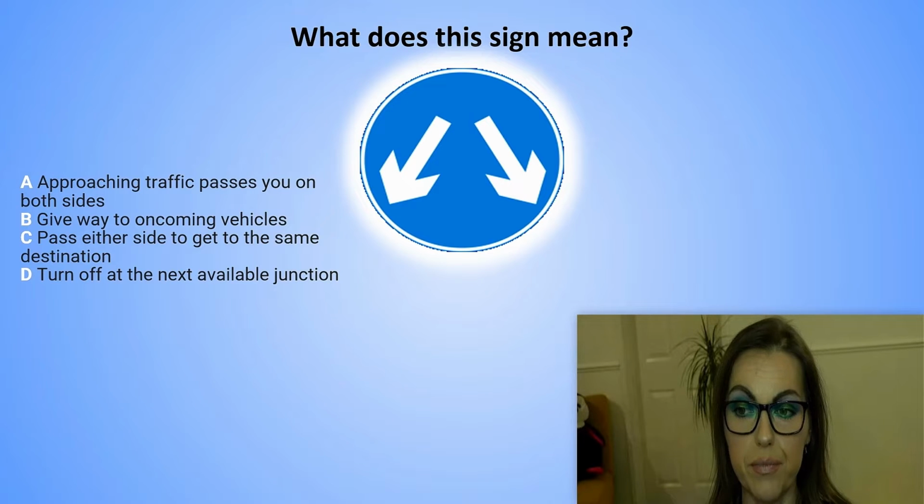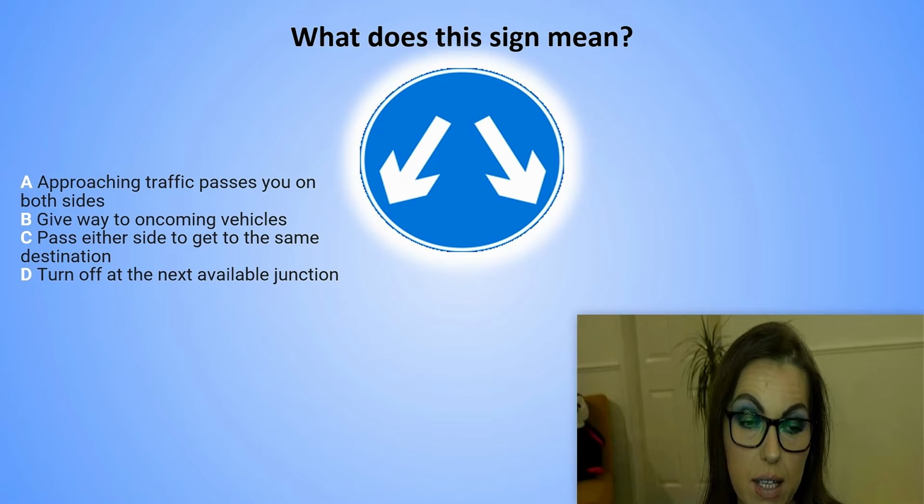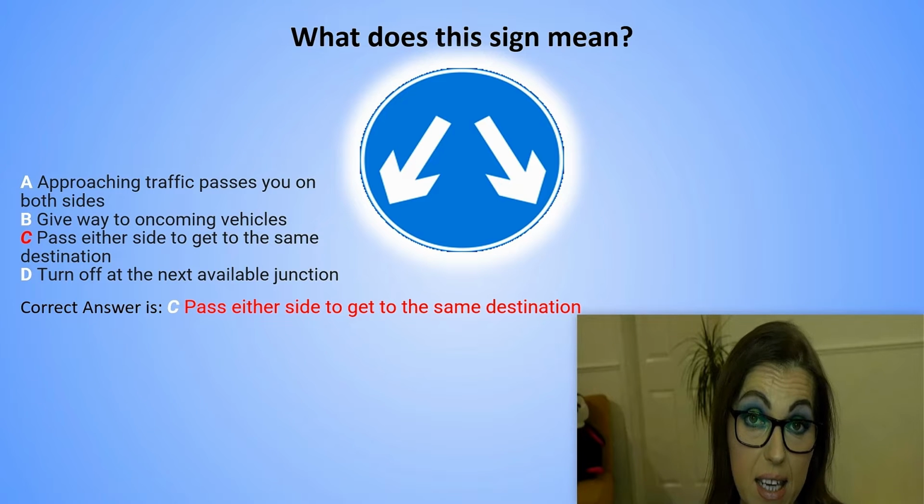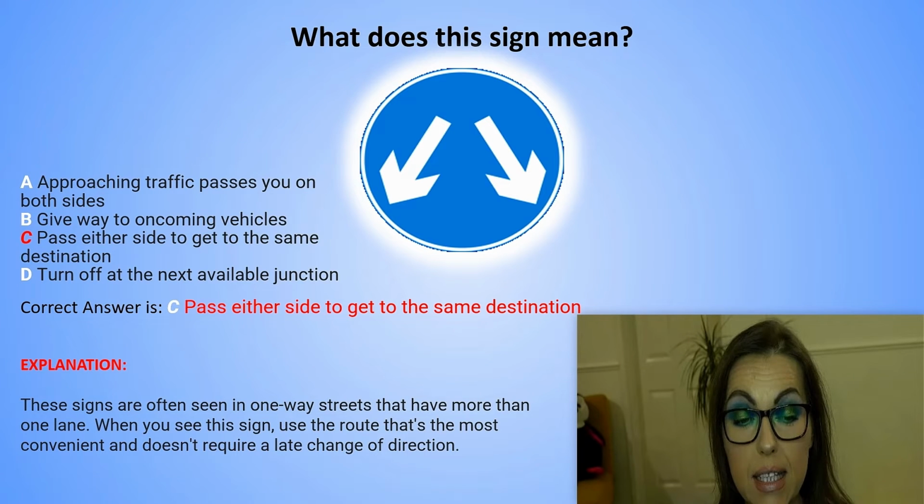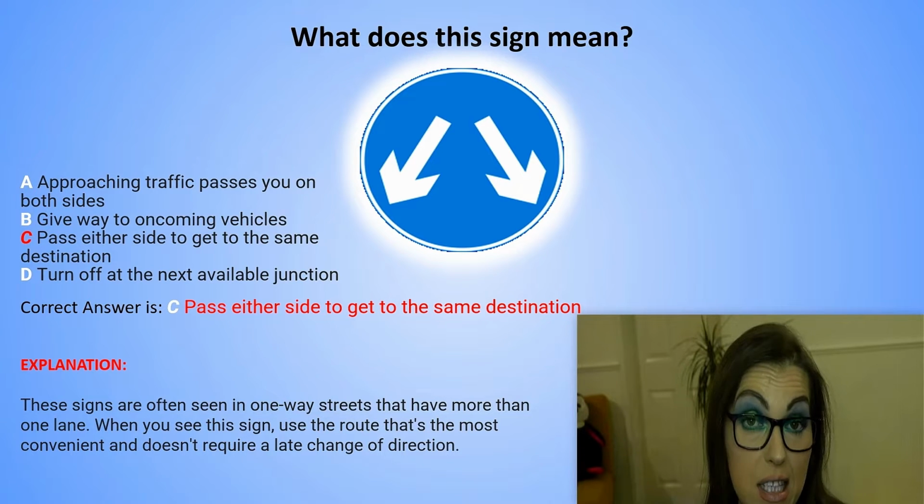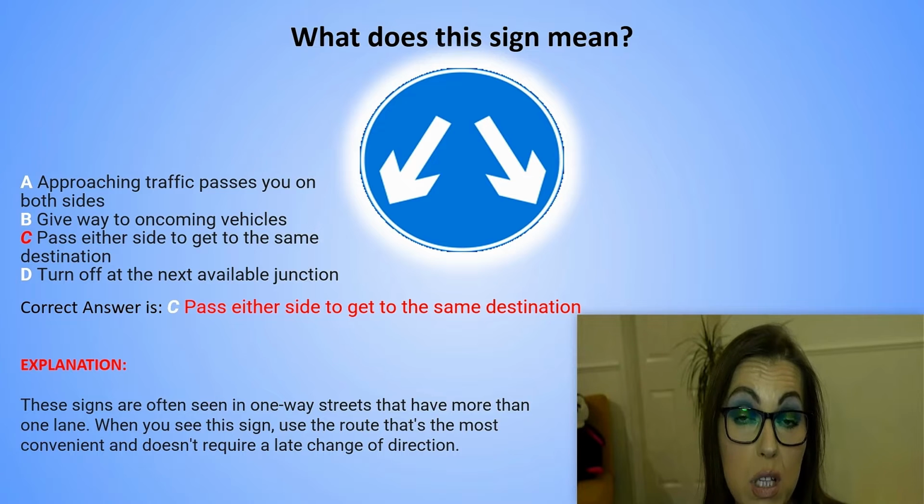5, 4, 3, 2, 1. The correct answer is C. Pass either side to get to the same destination. Explanation. These signs are often seen in one-way streets that have more than one lane. When you see this sign, use the route that's the most convenient and doesn't require a late change of direction.